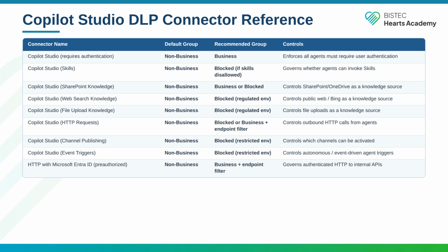The SharePoint Knowledge Connector controls SharePoint and OneDrive as knowledge sources. For a regulated environment, either move it to business with an endpoint filter restricting which SharePoint sites are allowed, or block it entirely. Be aware that this is a distinct connector from the general SharePoint connector. They are separate entries in the catalog, and endpoint filtering must be applied to each independently.